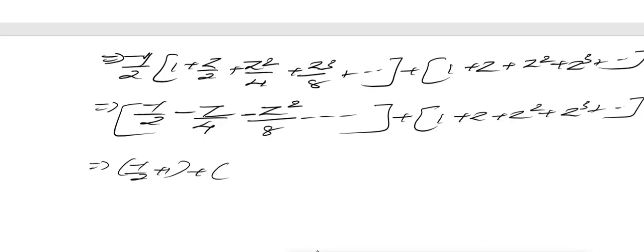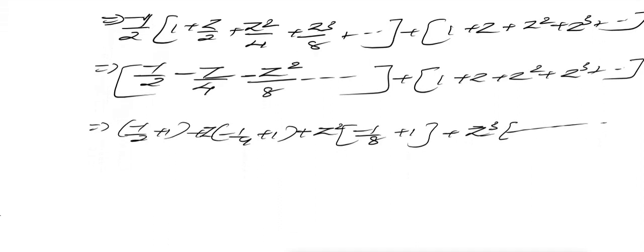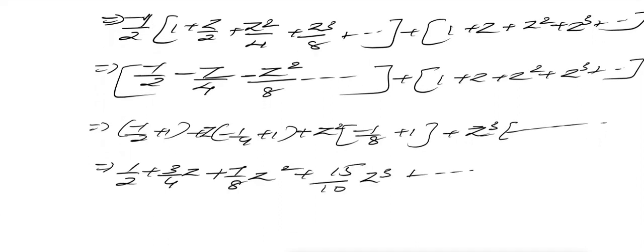The next term is z, which can be taken common. So it is minus 1 by 4 plus 1. Again plus z square can be taken common out. So it's minus 1 by 8 plus 1. And again z cube can be taken out and so on. The terms keep on existing, right? So start adding the terms. On simplification, we have got 1 by 2 plus 3 by 4 z plus 7 by 8 z square and so on.